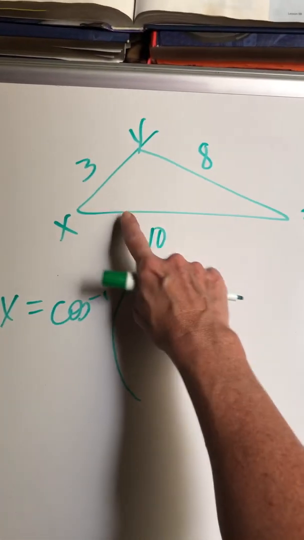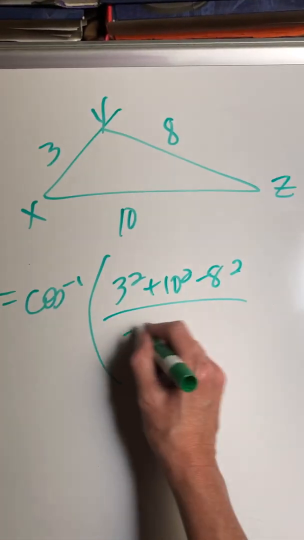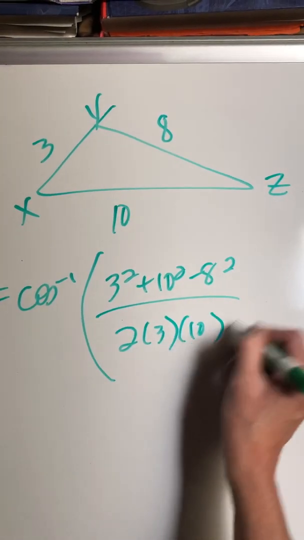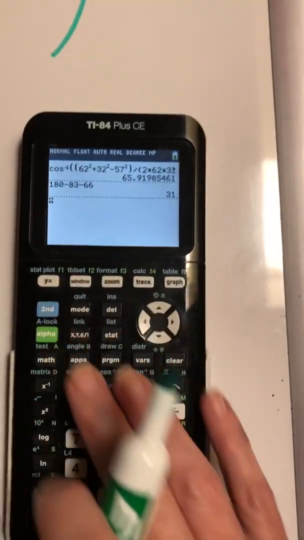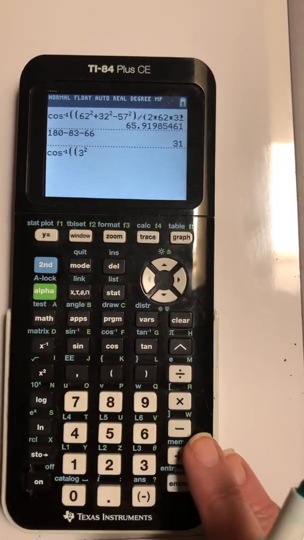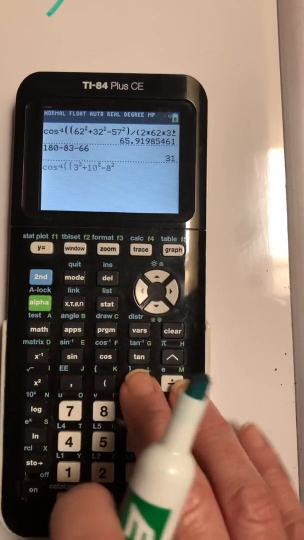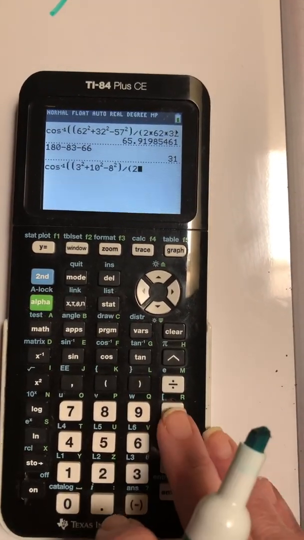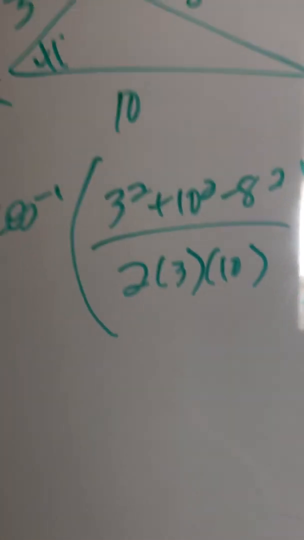Again, 8 is across from x, so I use the two sides around it. 3 squared plus 10 squared minus 8 squared over 2 times 3 times 10. And then I type it in the calculator. So second cosine, open a set of parentheses, 3 squared plus 10 squared minus 8 squared, close parentheses divided by open parentheses, 2 times 3 times 10, close, close. And you get about 41. So x is about 41 degrees.